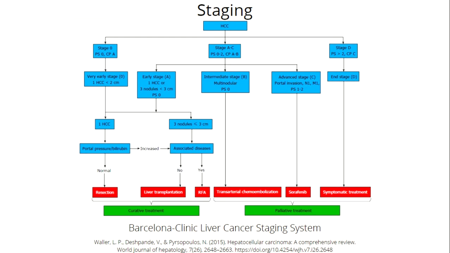Another is intermediate stage, or letter B. The treatment could include transarterial chemoembolization. And the letter C, or the advanced stage, it could lead to chemotherapy medication such as sorafenib, which is another palliative treatment. And the last stage is the stage D, which is also called as the end stage. The treatment is to treat symptoms, which is also a palliative treatment.